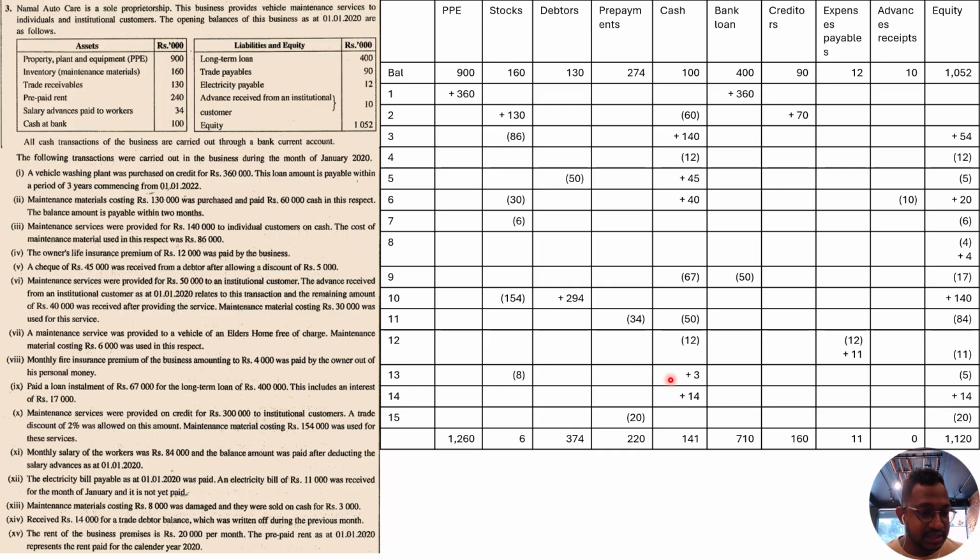The last one, rent of the business premises 20,000 per month, and the prepaid rent on 1st of Jan 2020 represent the rent paid for the calendar year of 2020. Right? So from the prepayments, it should deduct 20. And the prepaid amount here, what is happening, it's converting to an expense. So your equity should decrease by 20 as well.